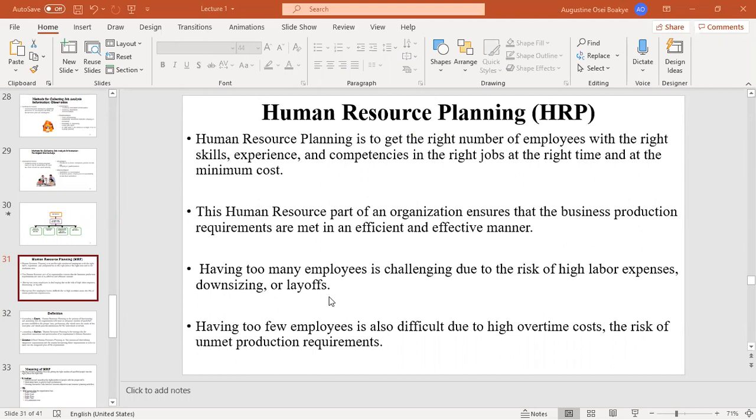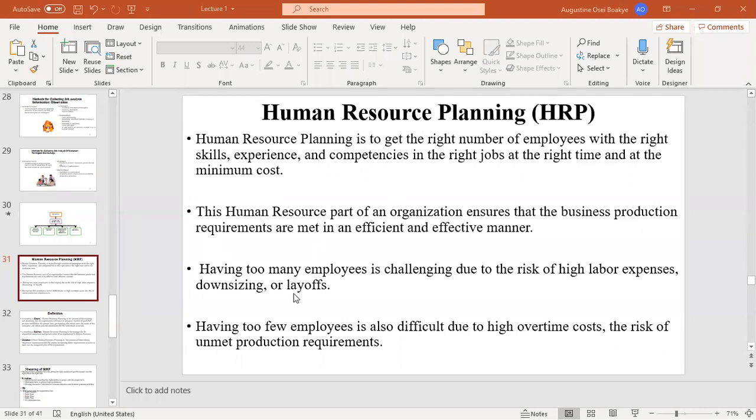Now, this human resource part of an organization ensures that the business production requirements are met in an efficient and effective manner. Now, when we say the business production requirements, we are basically referring to the roles or responsibilities that have to be performed, the non-human resources that must be provided to make sure that employees will not encounter any challenges in their attempts to perform the job. All right.